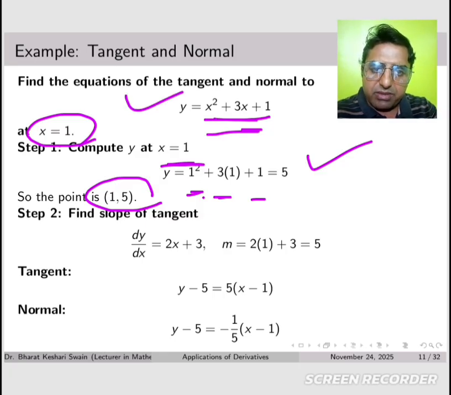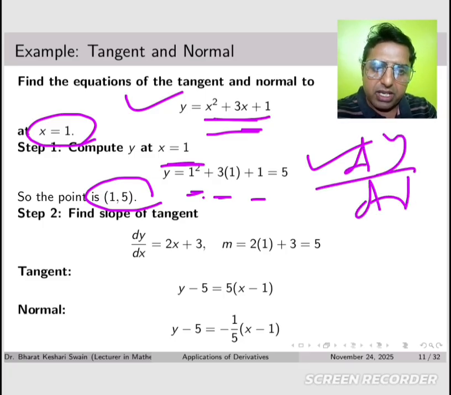So if y is given as x square plus 3x plus 1, the slope of the tangent, we know, is dy by dx. So just differentiate this with respect to x. The derivative of x square will be 2x and the derivative of 3x is 3. So the slope of the tangent will be 2x plus 3, and at the point 1, 5, just put the value of x here.